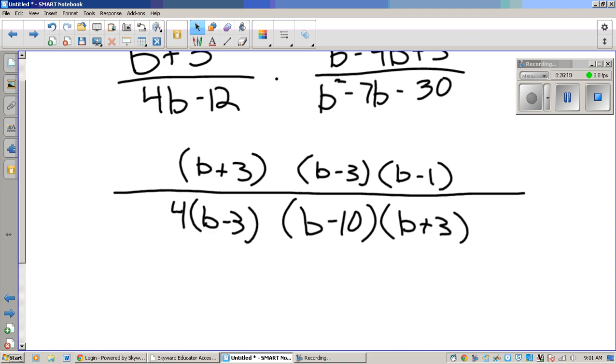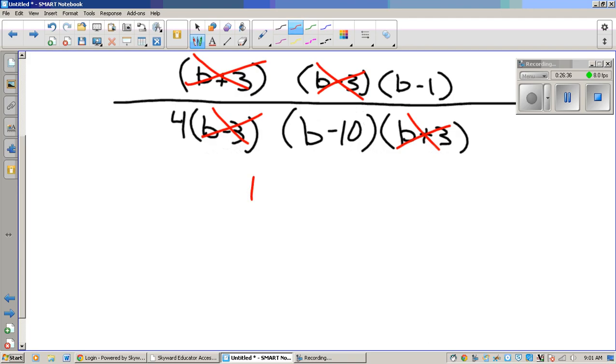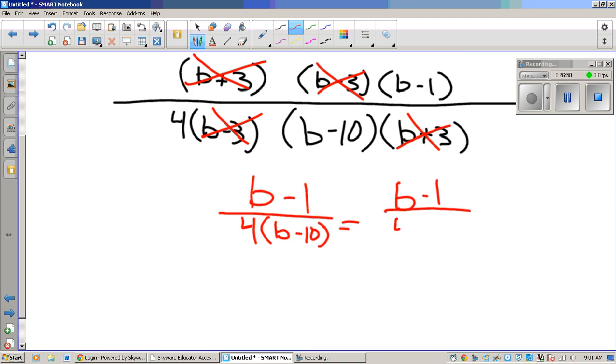Now I start to look for binomials that I can cancel out. B minus 3 and b minus 3. B plus 3, b plus 3, and that's it. So I'm left with b minus 1 over 4 times b minus 10. I would probably write it like that. I would take either of these answers, though, at the end.